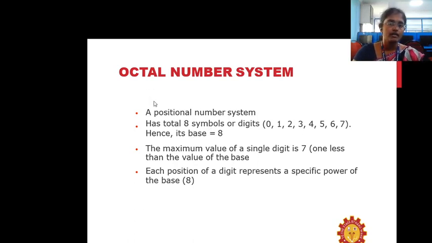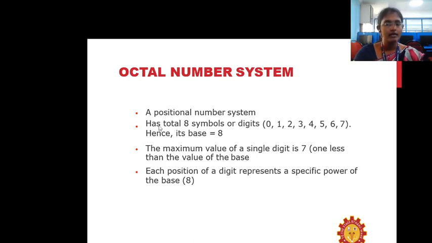The octal number system is also a kind of positional number system. What does positional number system mean? Each and every symbol or digit in the octal input has some particular position, and the value is determined by using that position. Here we have 8 symbols, that is 0 1 2 3 4 5 6 7, so 0 to 7, in total 8. So the base value for the octal number system is 8, the maximum value is 7 and the minimum value is 0.